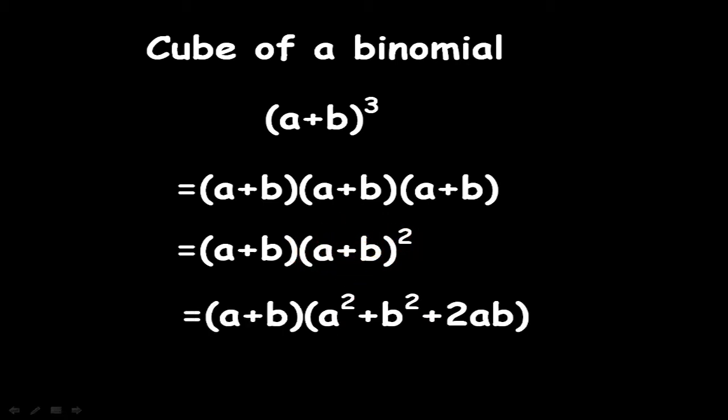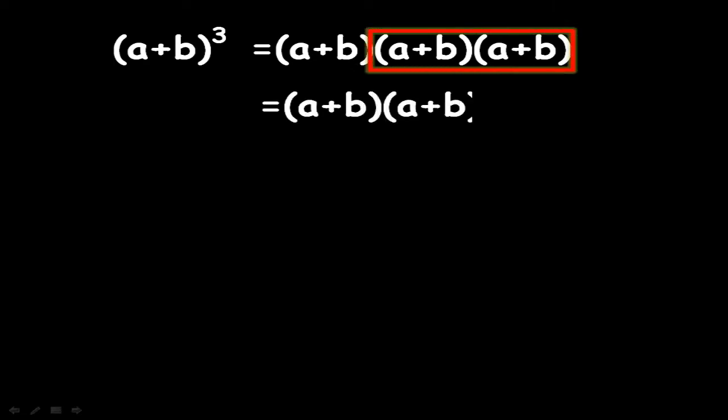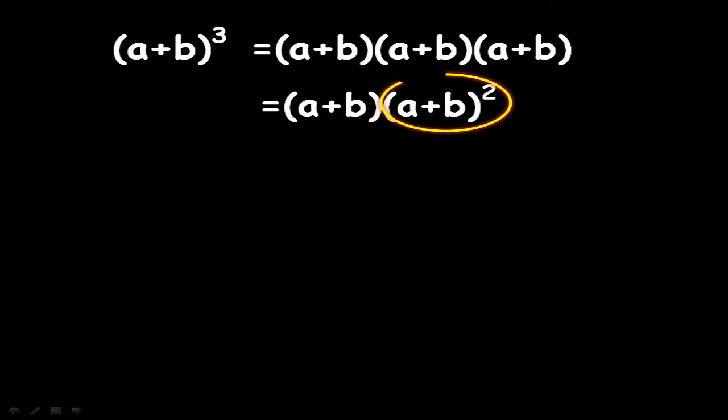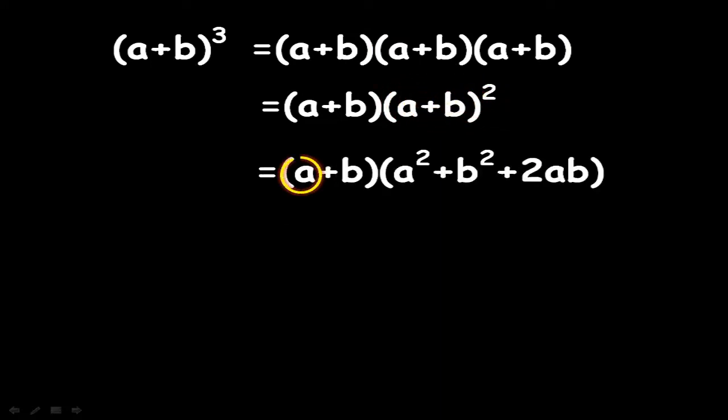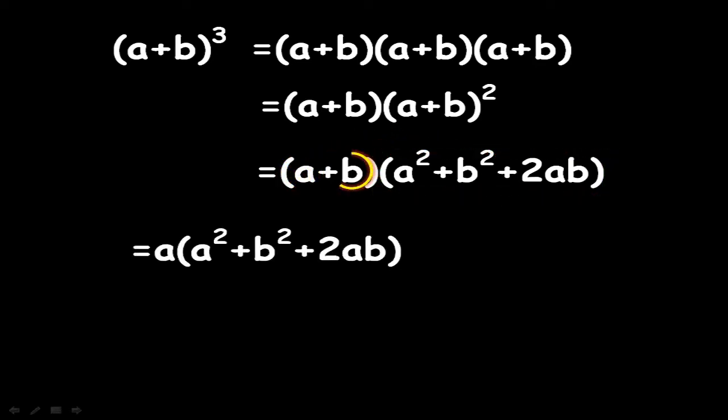Here we get multiplication of a binomial times a trinomial, that is a plus b times square of a plus b. And here's the expansion. Now we multiply each of the terms from the first expression, that is a plus b, times the second expression, that is a plus b whole square.